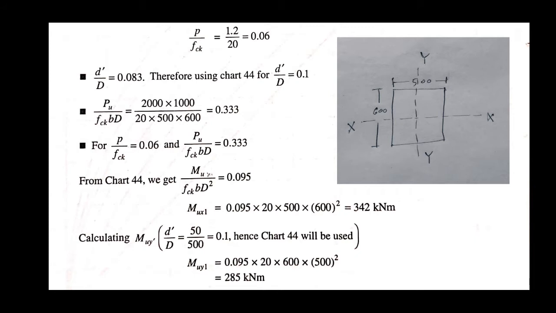If you now calculate Muy1, the value of d' by D will change, because small d' is 50 here. In the previous case, with respect to the x-axis, the capital D was 600, but in this case capital D is 500. So 50 by 500, that is also 0.1. So chart number 44, which we used earlier, will be used now also. All values will be the same, that means Mu by fck b D square will again be 0.095.